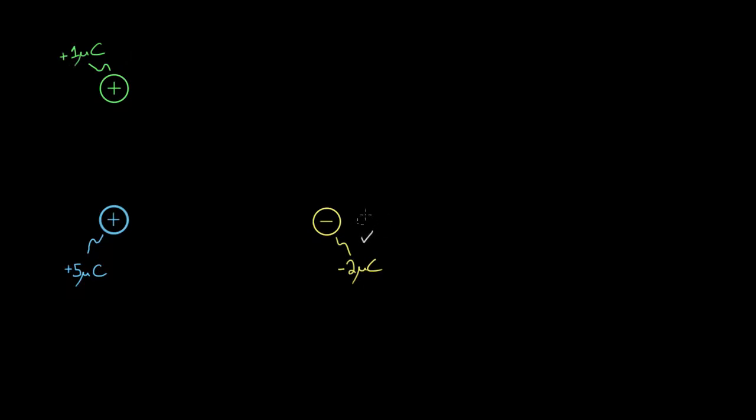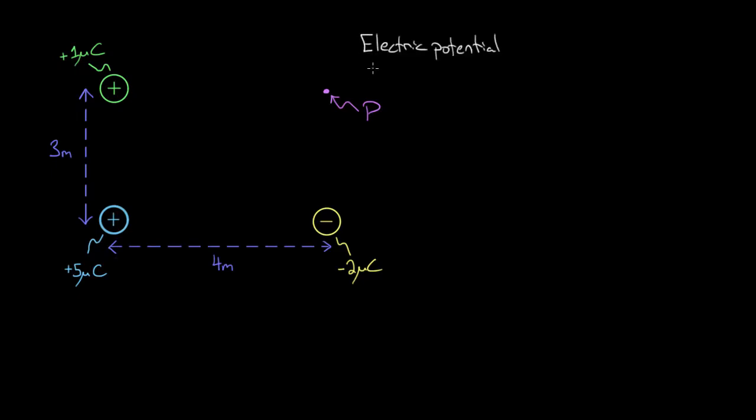So a question that's often asked when you have this type of scenario is, if we know the distances between the charges, what's the total electric potential at some point? And let's choose this empty corner up here, this point P. So we want to know what's the electric potential at point P.